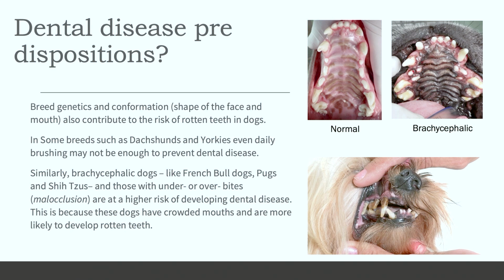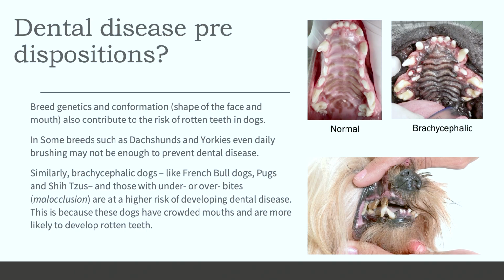This is because these dogs often have really crowded mouths and are more likely to develop rotten teeth. So as you can see here with this brachycephalic breed, the teeth are crowded in there. They still have the same number of teeth as a dog who has a normal jaw structure, but they're now crammed into a shorter area because these dogs are brachycephalic, so they have a flattened face.